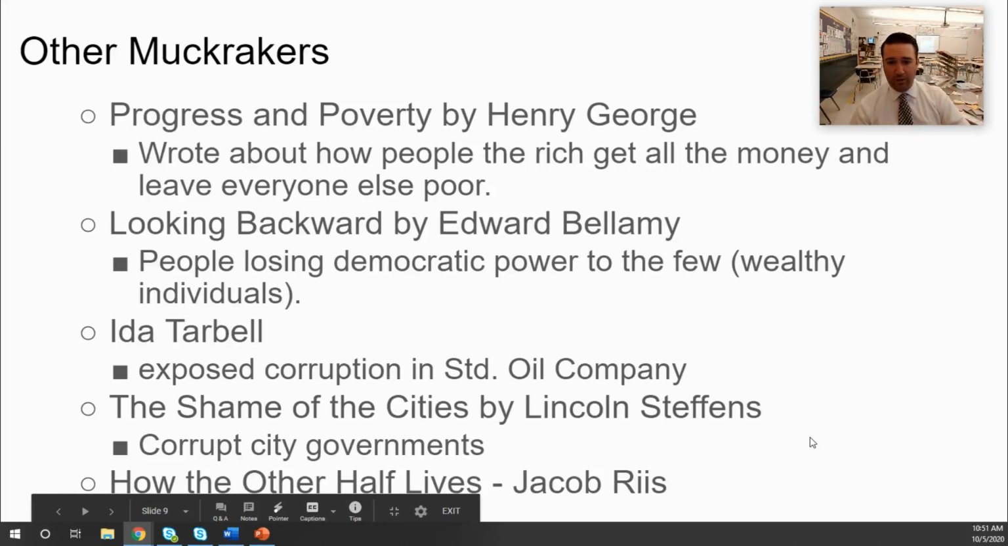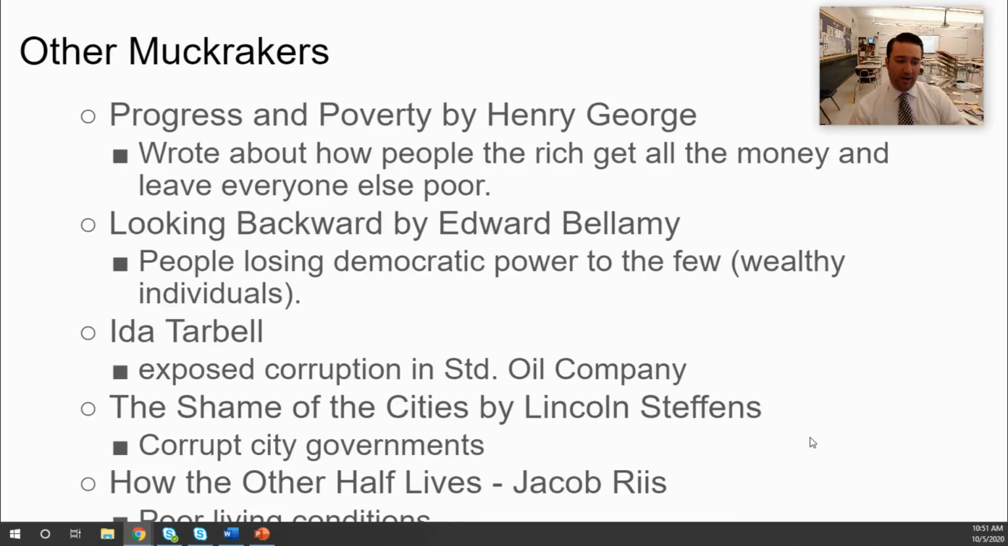And the last one is How the Other Half Lives by Jacob Riis. And he is going to bring to light more of the poor living conditions, especially in the tenement housing that we talked about in previous lectures. Jacob Riis is going to use his new invention of flash photography. He takes his camera into the tenement houses at night, has his flash, which at that time was like exploding gunpowder almost. But he takes pictures of the terrible conditions, and then he writes a book that is basically mostly a picture book where he shows these photographs and talks about what happened.